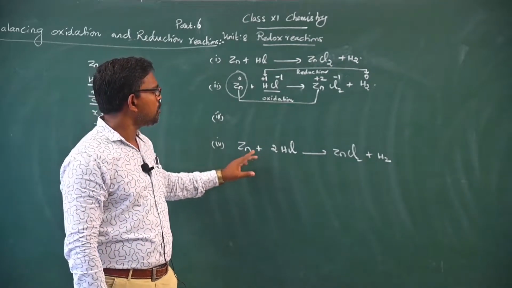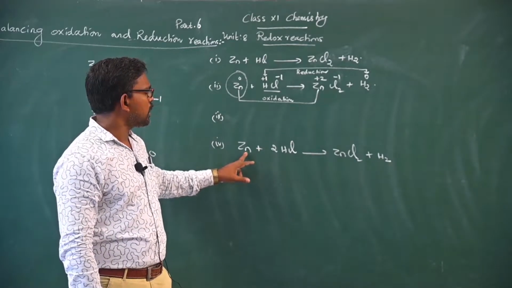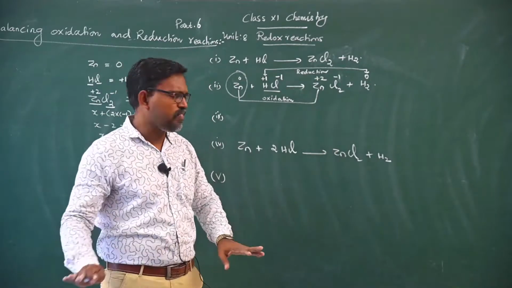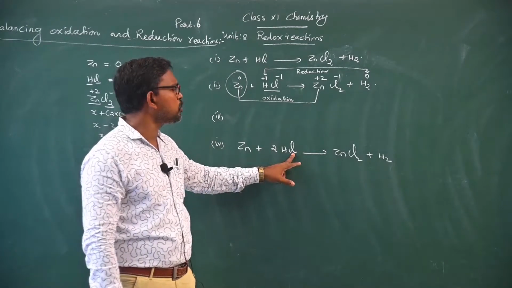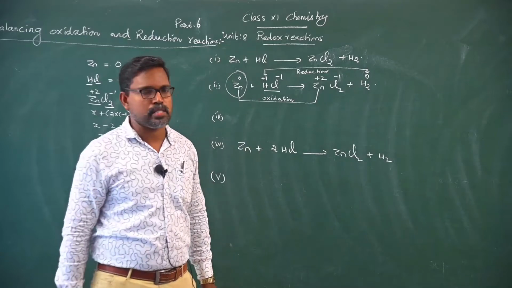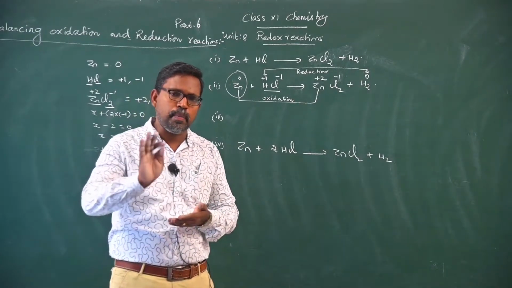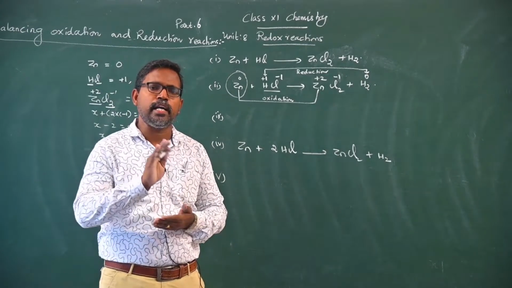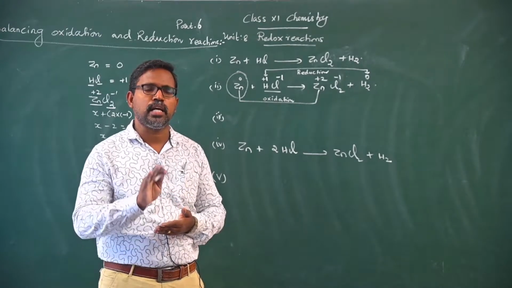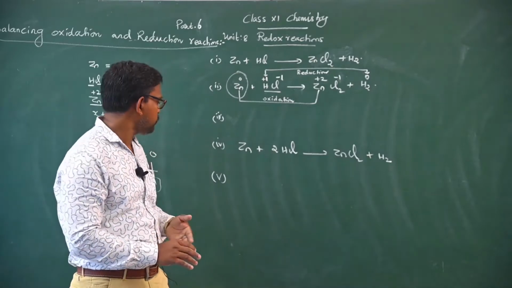Here, normal reactants, that is zinc, 1 mole of zinc is there, here also 1 zinc, they are totally balanced. Chlorine, 2 chlorine and here 2 chlorine atoms are present, so balanced. Suppose it is not balanced, then you can add a suitable number of moles either in the reactant side or in the product side.